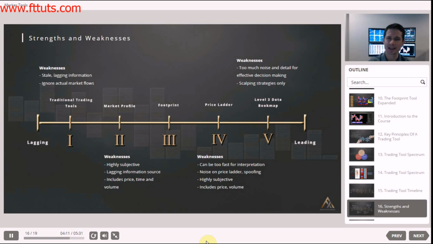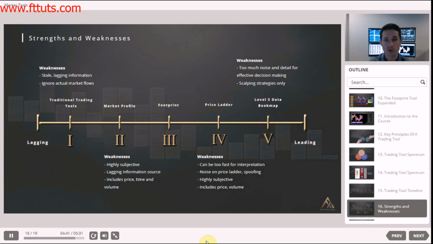And then lastly, the most leading trading tool, which is like your level 3 data or your Bookmap tool. Again, there's a significant amount of noise. You're seeing every single little contract being traded by algorithms. There's 1,001 different trade strategies going through on this trading tool. So it can be very, very noisy and nigh on impossible to make effective discretionary trading decisions.